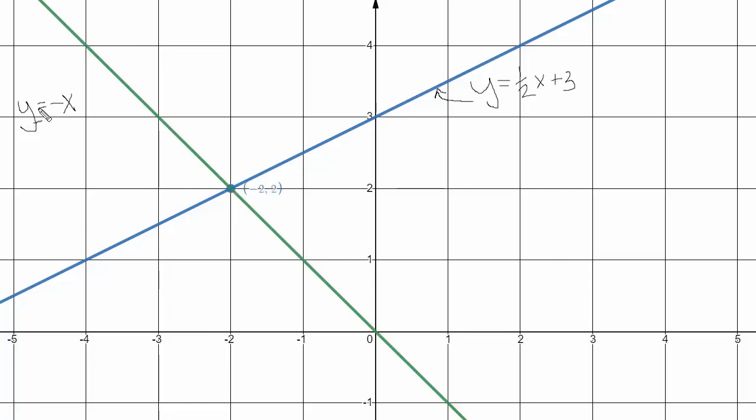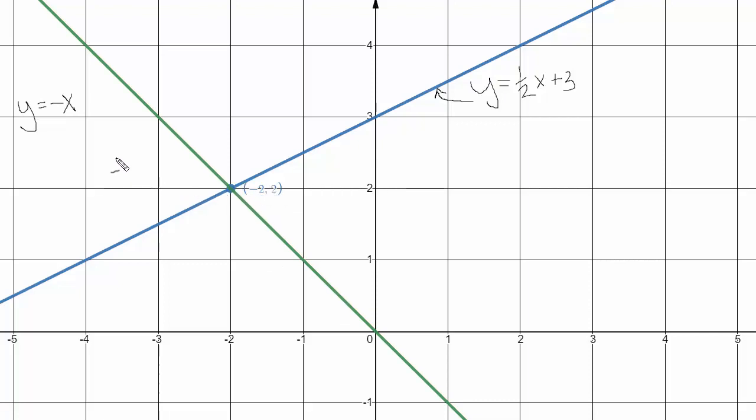So I've gone ahead and added the green line here, y equals -x. It has a -1 slope, and it has no b value, so it starts at 0, and it goes down 1 over 1. And so here's the graph of that line. And if you notice, this green line, y equals negative x, also goes through the point negative 2, 2.